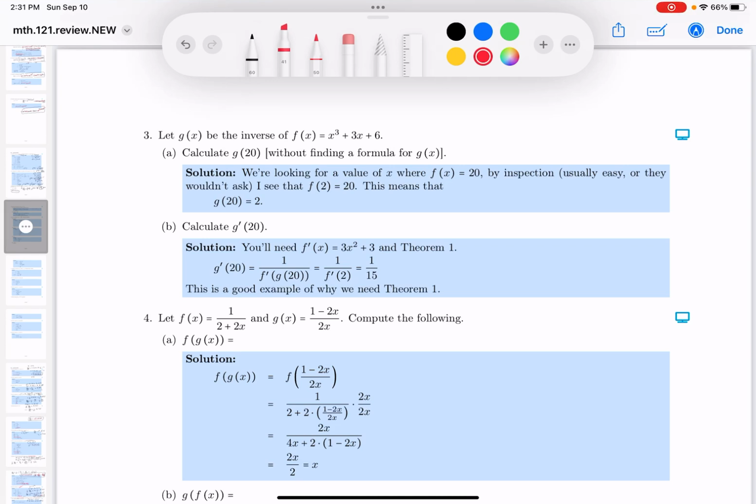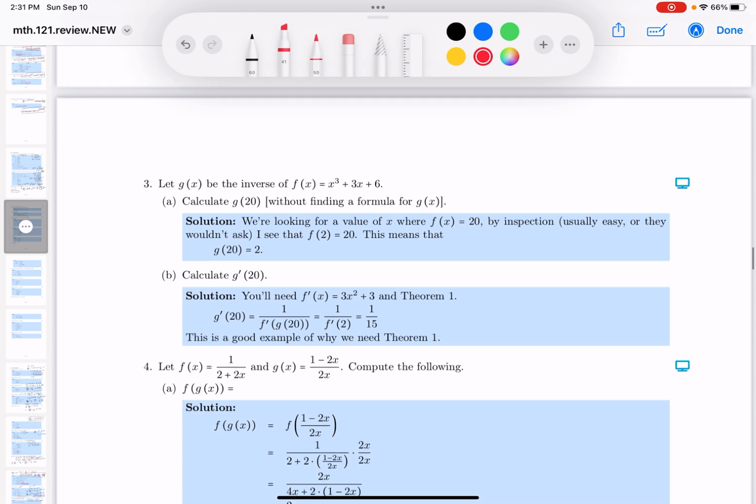Okay, for number three, it looks tough because I'll be honest with you. It says, let G be the inverse of F, and F is a cubic polynomial. If I were to simply try to find the inverse, I'd write y equals x cubed plus 3x plus 6, and then x equals y cubed plus 3y plus 6. And if I have to solve this for y, it looks like it might be a challenge for me.